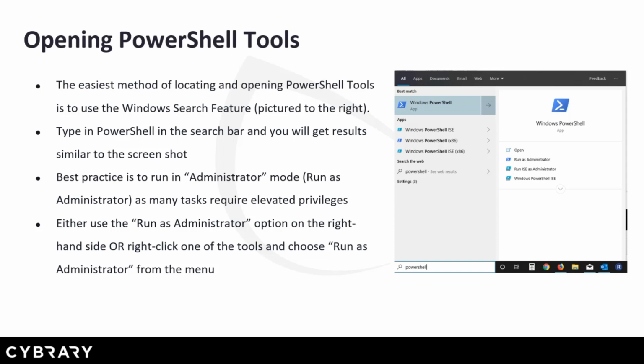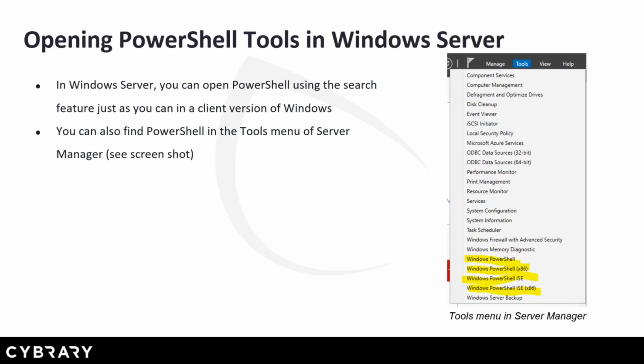Best practice is to run in administrative mode. So when you go to open up PowerShell ISE, you can either right-click or go administrator mode. And that's the same for the consoles. So anytime you try to open any of them, right-click administrator mode. Or if you noticed in Windows 10, you also get this little option here in the apps pane that says run as an administrator.